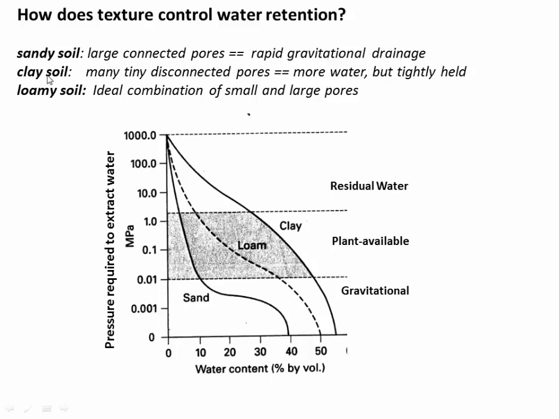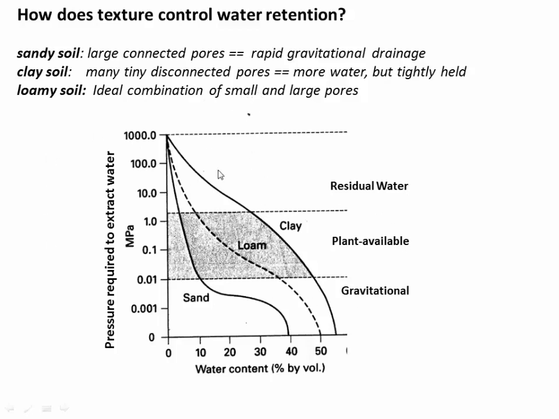Likewise, clay soil is the opposite. It has many tiny, disconnected pores, which actually can hold a lot of water, but that water is so tightly held, it's no good for plant roots. In contrast, a loamy soil, which we saw was a combination of sand, silt, and clay, has a perfect combination of small and large pores, so that it can actually hold a lot of plant-available water.